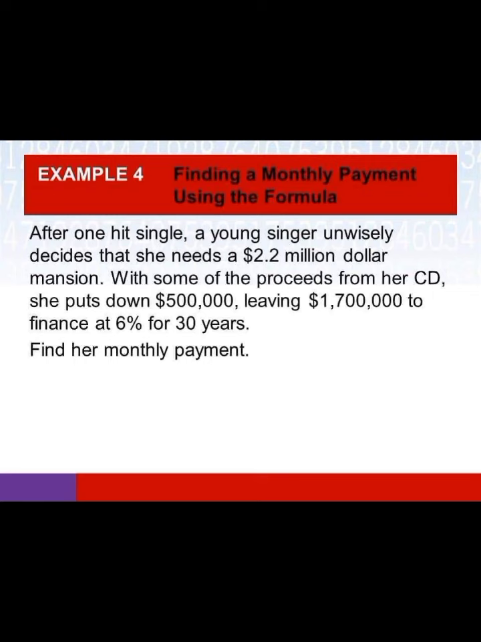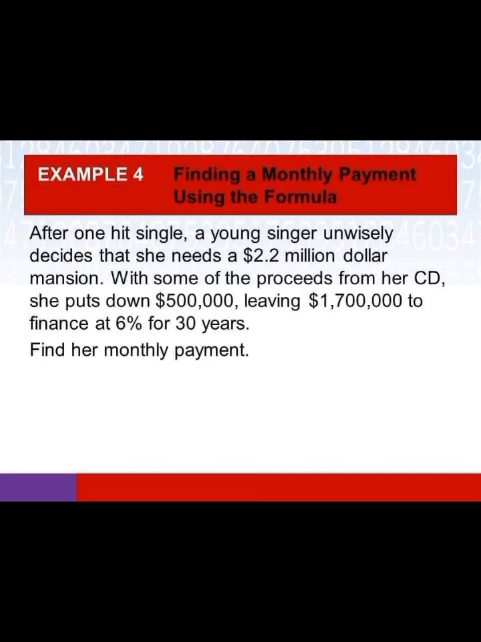So, in example number 4, we are going to find a monthly payment using the formulas. So, after one hit single, a young singer unwisely decides that she needs a $2.2 million mansion. With some of the proceeds from her CD, she puts down $500,000, leaving $1,700,000 to finance at 6% for 30 years. We're going to find her monthly payment.